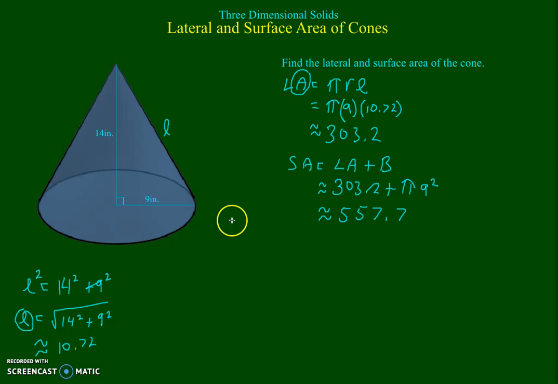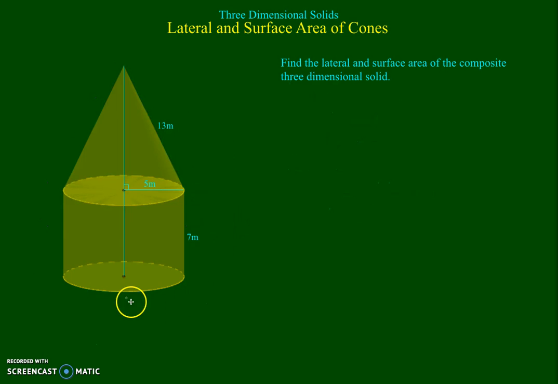Let's look at a slightly more complicated example. Now in this example, we have a composite three-dimensional solid, and it's made up of a cone on top of a cylinder, and the cylinder has the same radius as the cone. The height of the cylinder is 7 meters, and we have a slant height given to us that's nice and convenient for the cone, and the radius is 5 meters.